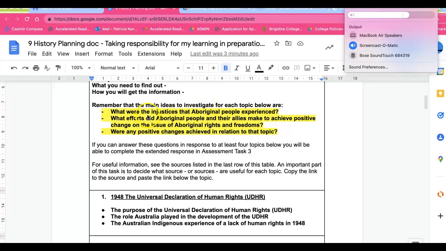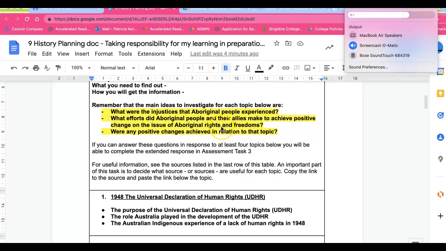So you should be able to answer the question, what were the injustices that Aboriginal people experienced in relation to that topic? What efforts did Aboriginal people and their allies, so white Australians or immigrants that were on their side, make to achieve positive change on the issue of Aboriginal rights and freedoms? And were there any positive changes achieved in relation to that particular topic?